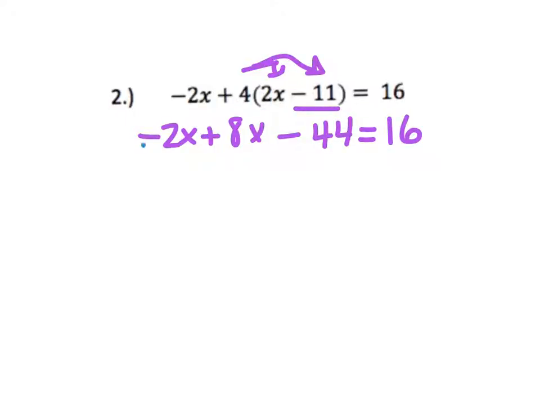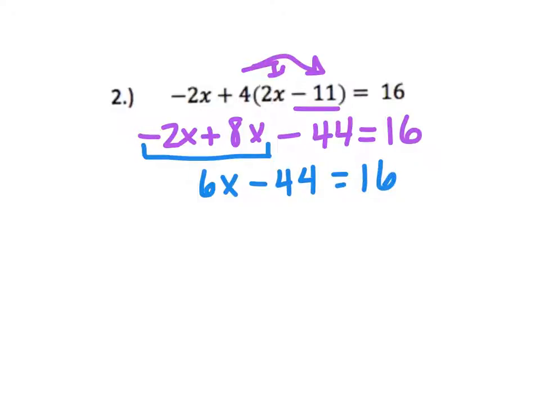For my next step, I'm going to combine like terms. Negative 2x plus 8x is 6x. Bring everything else down and I'll have a two-step equation. For the next step, I use inverse operations to get x by itself. Since this is minus 44, I add 44 to both sides of the equation.